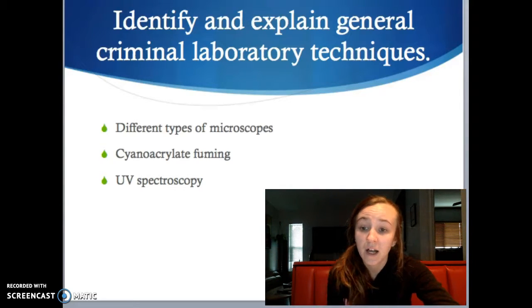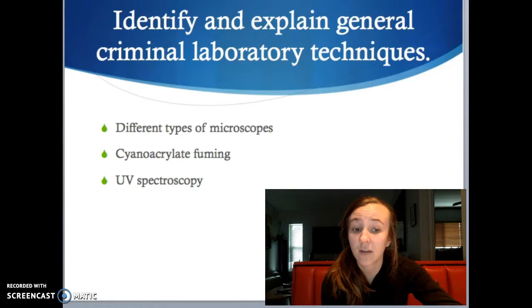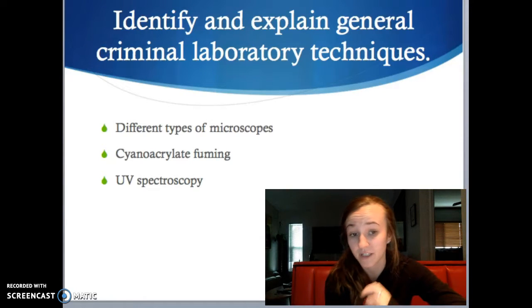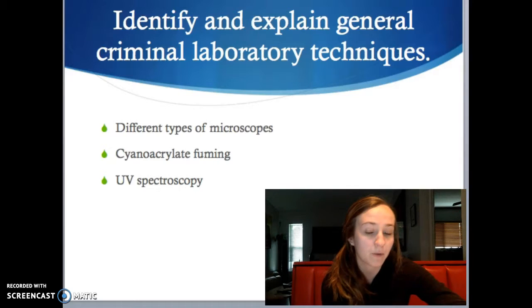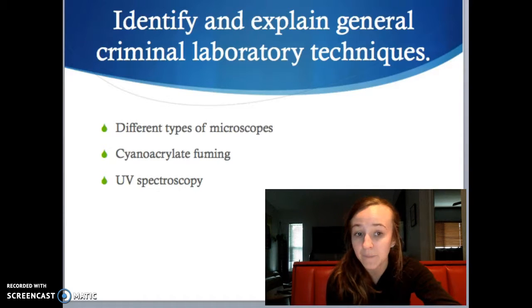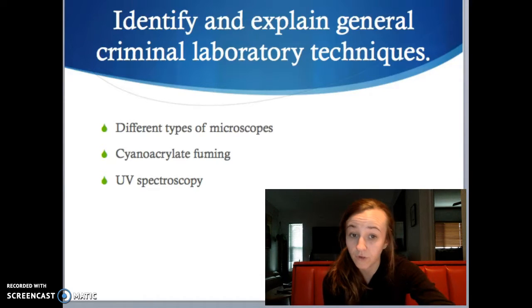The fuming that I found shows fingerprints on non-porous substances, which are latent fingerprints that aren't visible to the eye. And then the UV light that I found helps because it shows drugs in blood and urine, which is very helpful.